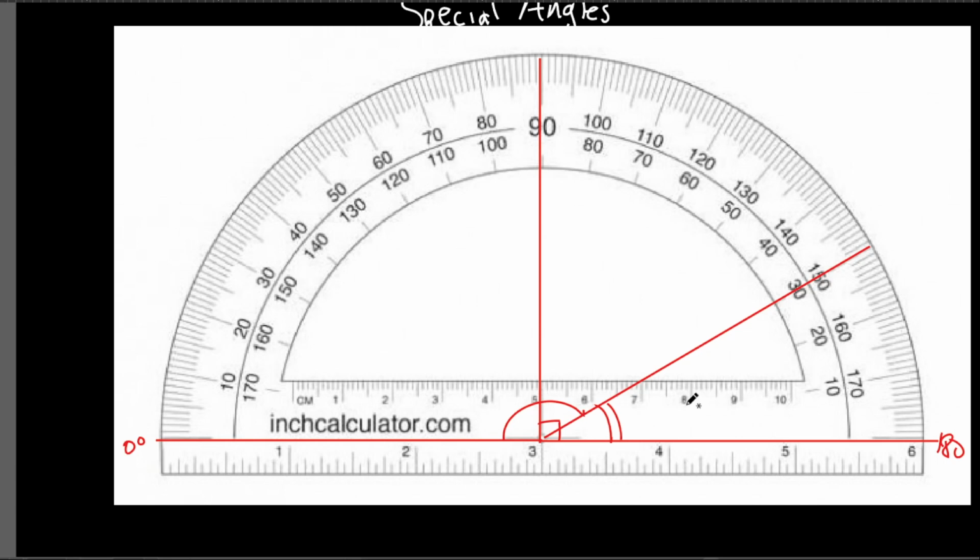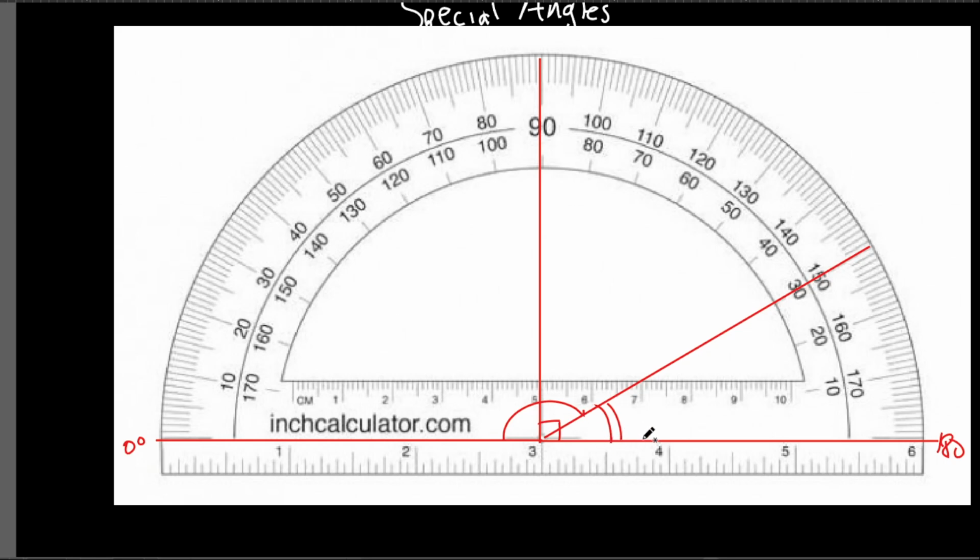Anything that's less than 90 would be an acute angle. Anything bigger than 90 would be obtuse. If it's equal to 90, it's a right angle, and we have one more. You could also, let me do this in a different color since we've got a lot of red, we'll go with this light blue.